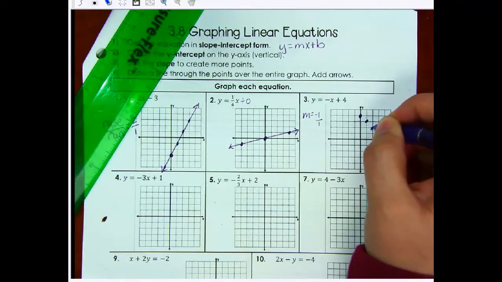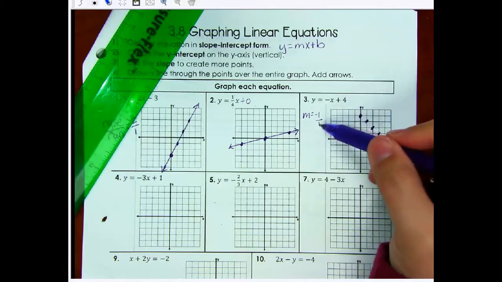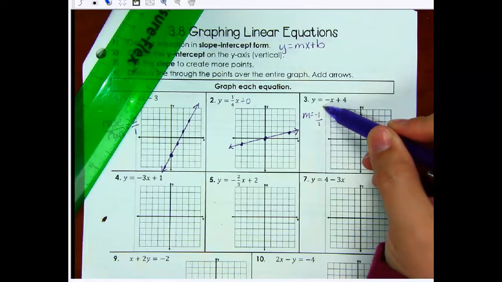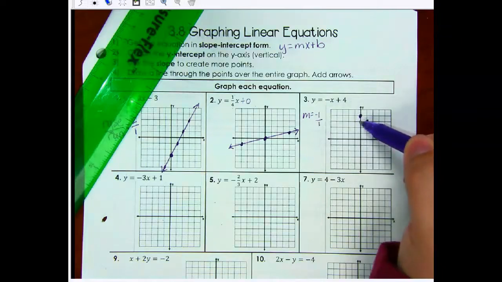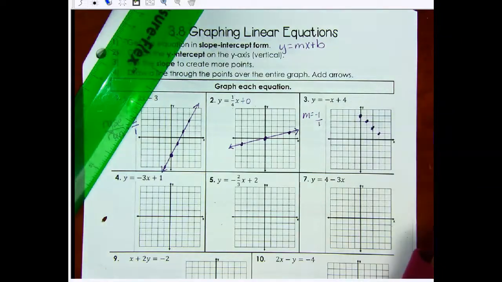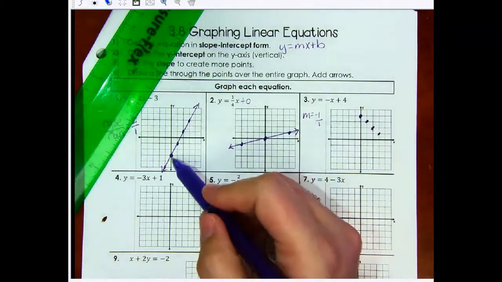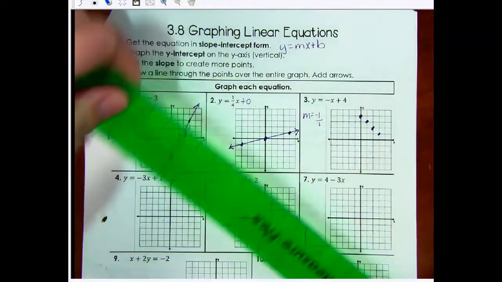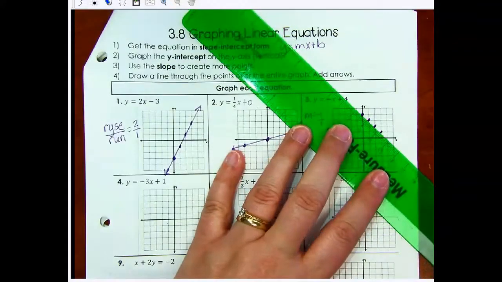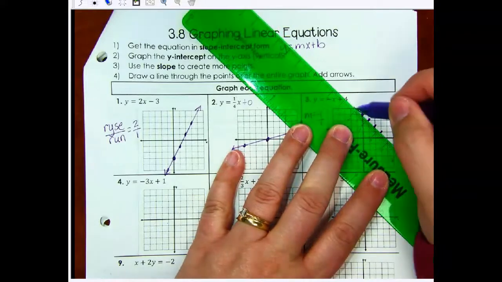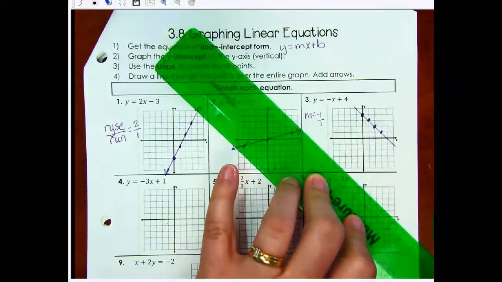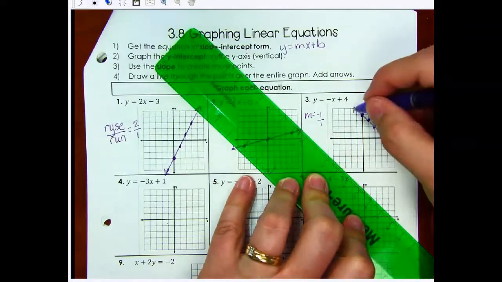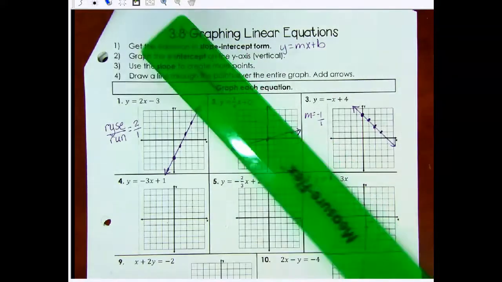Because since this is a positive 1, we're going to go to the right. And since this is -1, we're going to go down. Okay, so always go to the right, unless you're trying to put in these extra points at the end. After we get a few of those on there, we'll be able to connect our dots and put our arrows on.